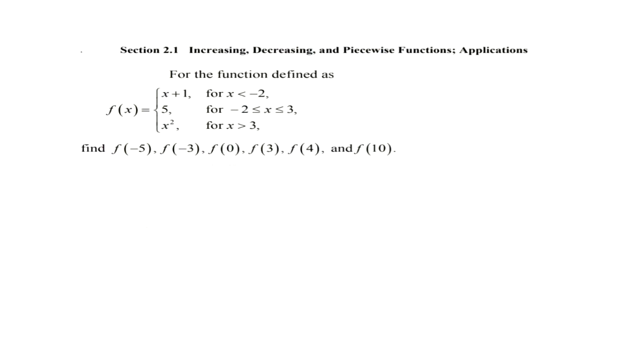So we have this problem, and we want to, for the function defined as f of x is equal to x plus 1, defined as f of x is equal to 5, and f of x is equal to x squared. We want to find, given these inputs, the outputs of this. So it looks a little tricky at first because we have a lot going on.